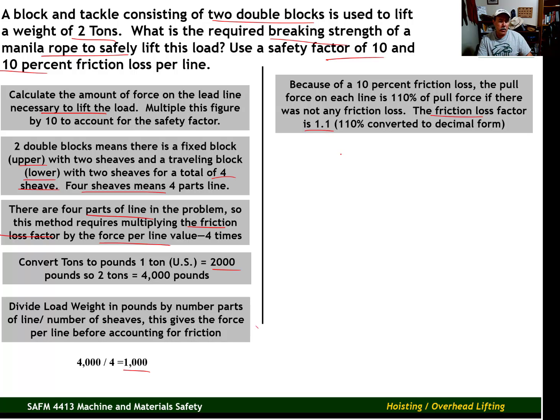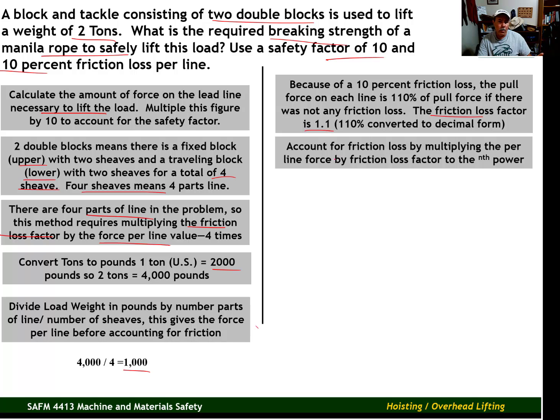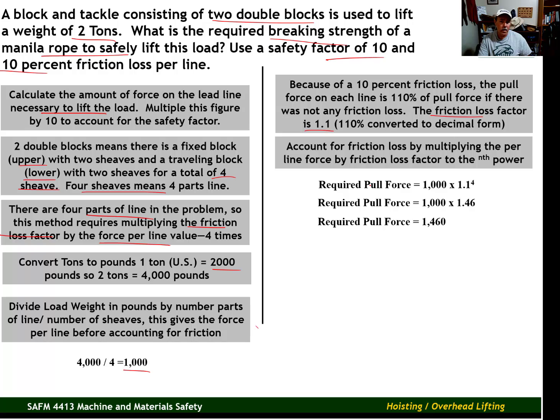And at this point, we could do the line-by-line cumulative method that I've shown you in the previous problems, but I'm going to go ahead and jump right to the shortcut method. Our force per line is 1,000 times our friction loss factor to the 4th power. And it's a 4th power because there are 4 parts of line. So this is our required pull force. When we do the math here, 1,000 times 1.1 to the 4th, 1,000 times 1.46 gives us a required pull force on the lead line of the block and tackle of 1,460 pounds.